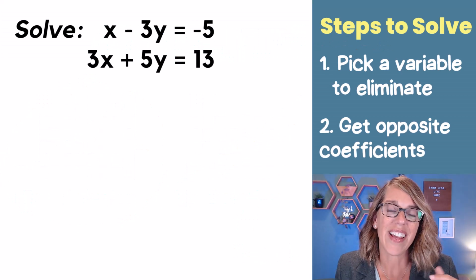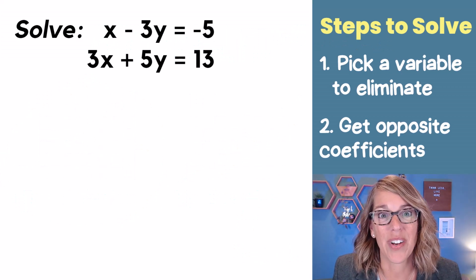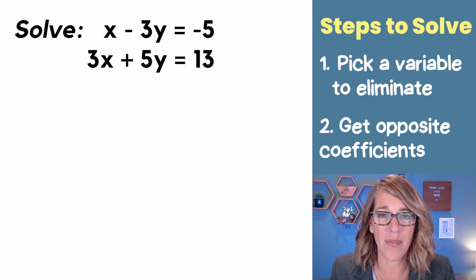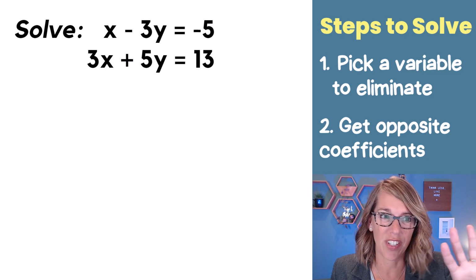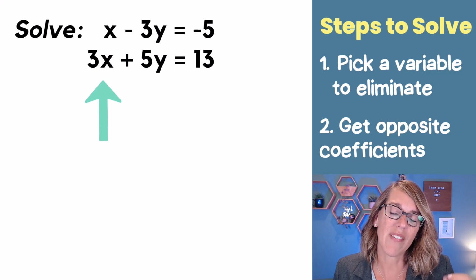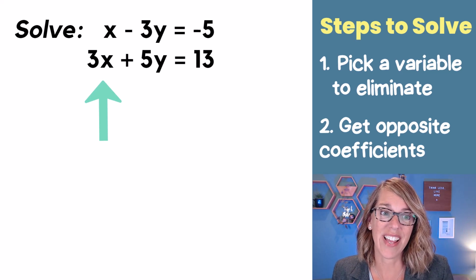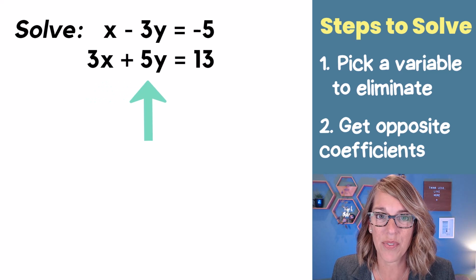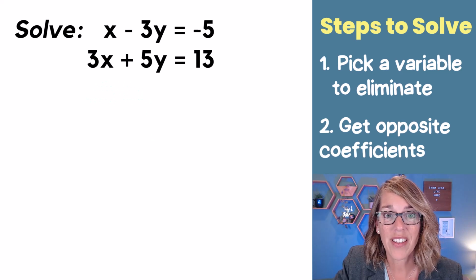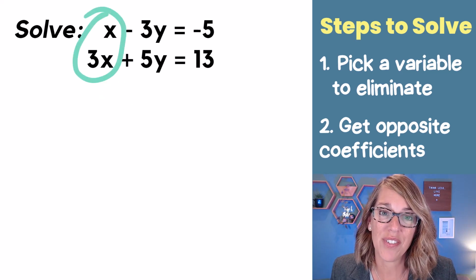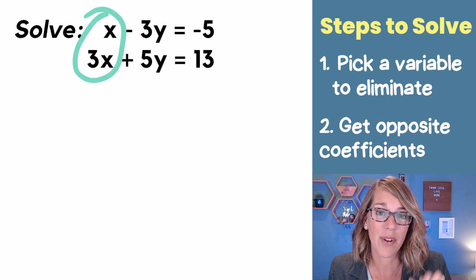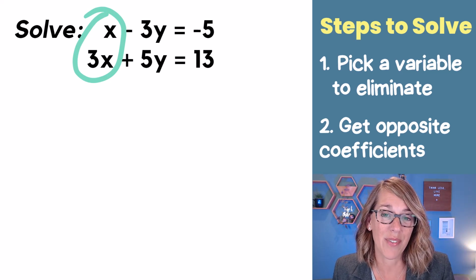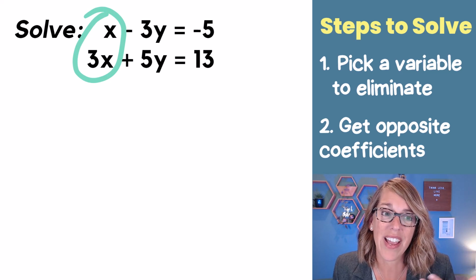In our next one, I again want to pick a variable to eliminate, but it's not quite as obvious as I'm looking for those opposite coefficients, so they'll just go away. So on the x's, I've got a 1 and a 3, and on the y's, I have a -3 and a 5. Well, it turns out that the x's are going to be what we want to choose because the only one I need to change is that first x. I want to make its coefficient a -3. We're going to do this by multiplying.